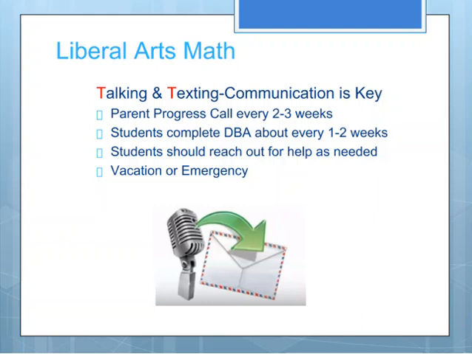The second letter of the password is the letter T for talking and texting. Communication is key. We are not in a classroom, so we must communicate with each other. Parents, we need to have a monthly communication. Every 2 to 3 weeks, I send progress report emails to parents, and I also send text message updates as needed. So, whenever you receive an email or a text from me, you can either call me and we can discuss your child's progress, or you can just reply to the email or reply to the text, and that will count as a phone call.